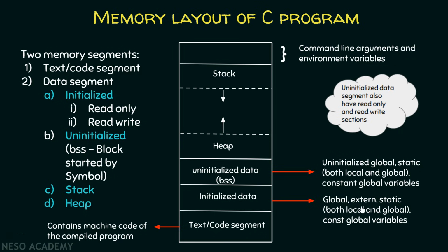Variables such as global, extern, static, and constant global variables get stored inside this initialized data segment if they are initialized. That means if these variables have been provided with some initial value, they are getting stored inside this data segment. On the other hand, if suppose the variables are not initialized, then they are getting stored inside this uninitialized data segment, also called as BSS segment. Note down this full form also, block started by symbol.